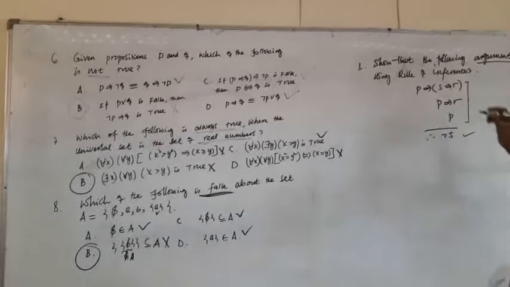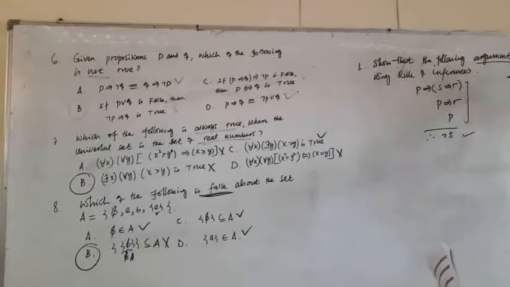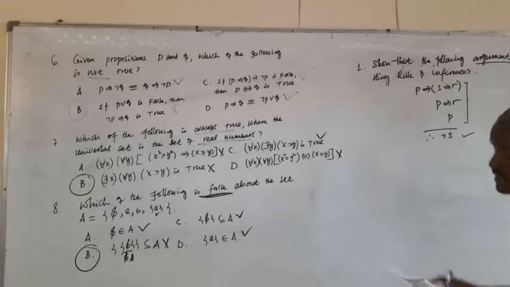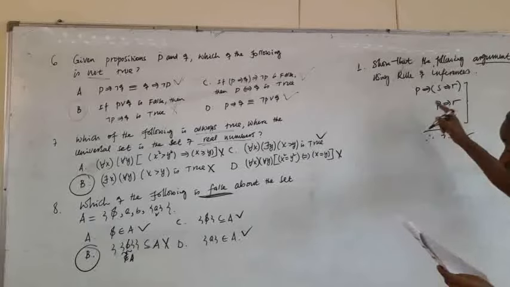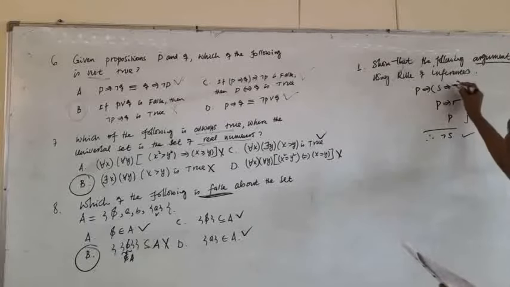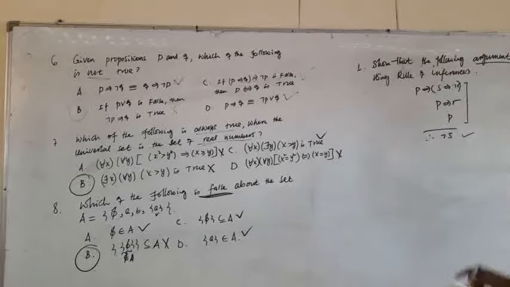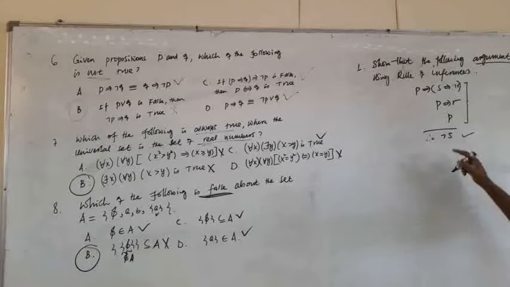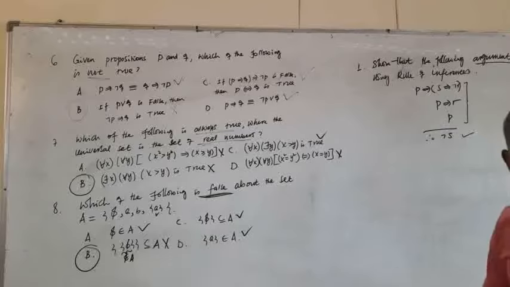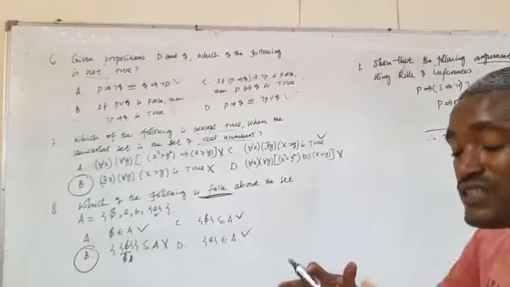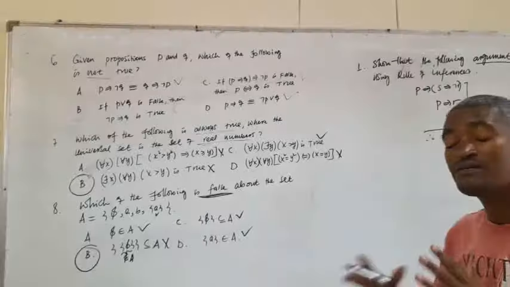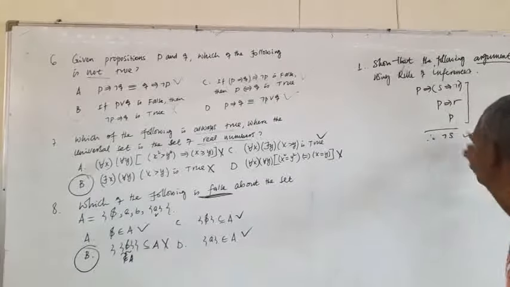So the next question is: show that the following argument is valid using rules of inference. P implies (S implies negation of R) is the first one, and P implies R is given, and P is given as premises. Then show that negation of S is also a true statement. So using rules of inference, we show that the given argument is valid. An argument is a sequence of statements, and the first part of the statements are said to be the premises or hypotheses, and the last part is said to be the conclusion.